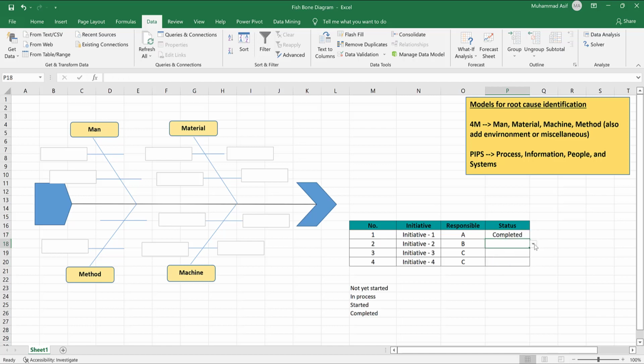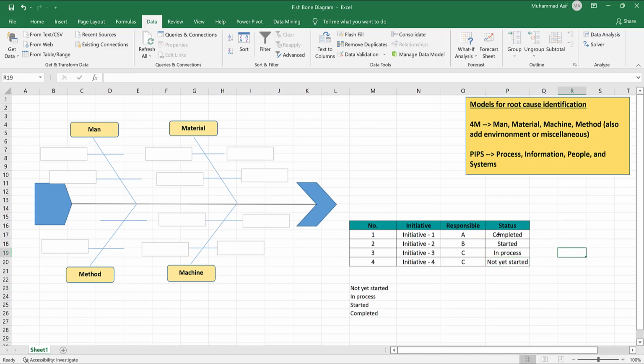The second one we can say it is started, and the third one, let's say we say in process, and the fourth one we can say not yet started.